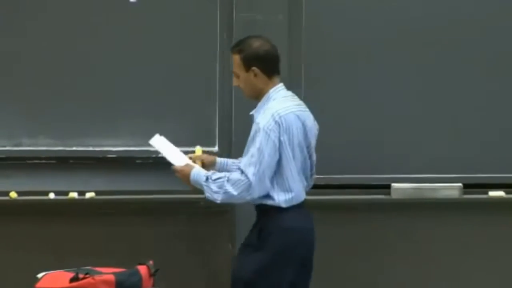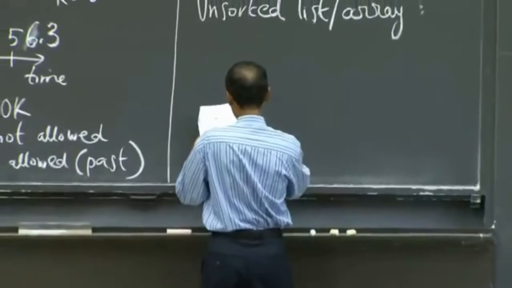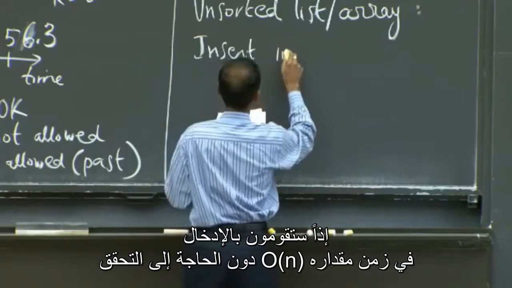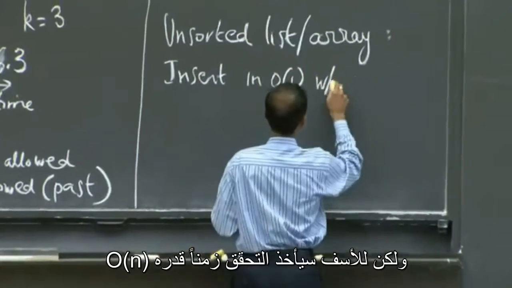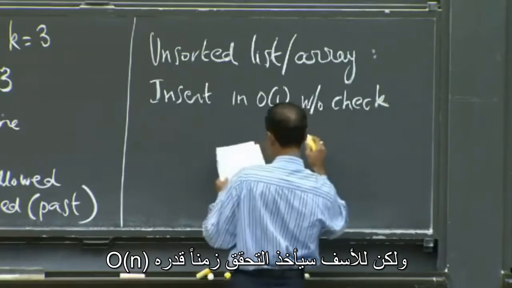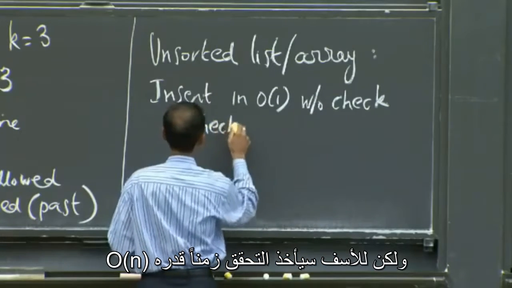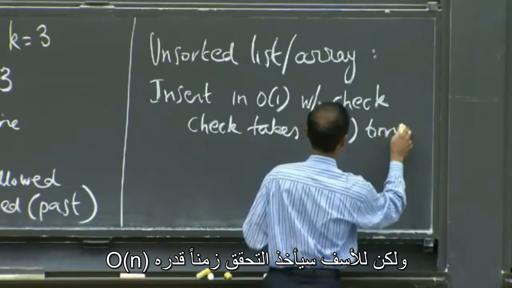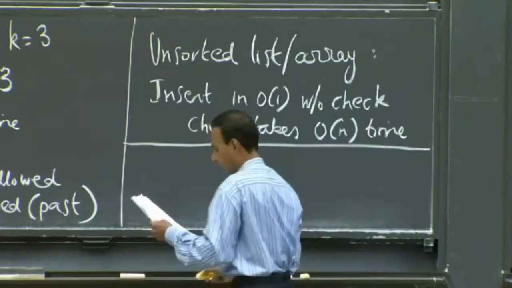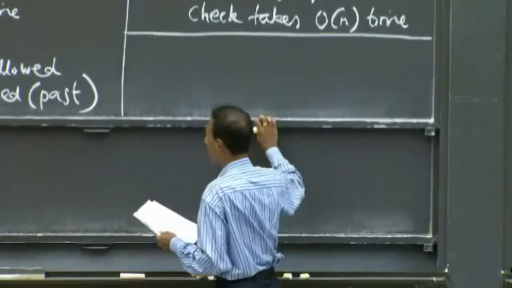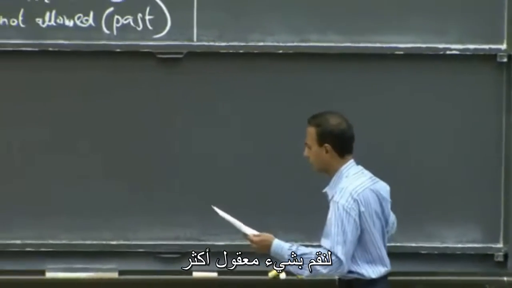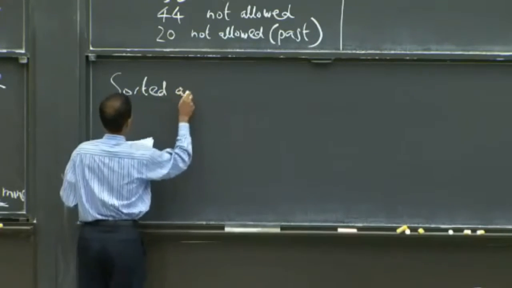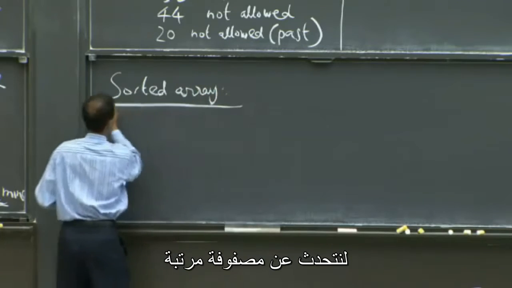All right? So you can insert in order 1 without a check, but sadly, the check takes order n time. All right? Let's do something that is a little more plausible. Let's talk about a sorted array.